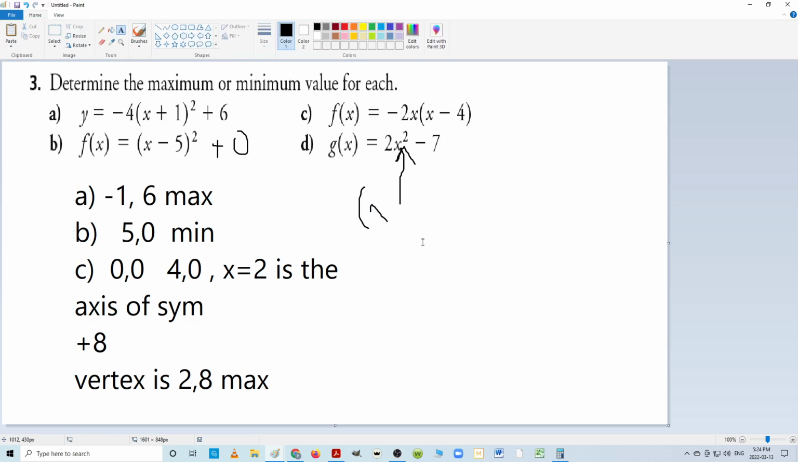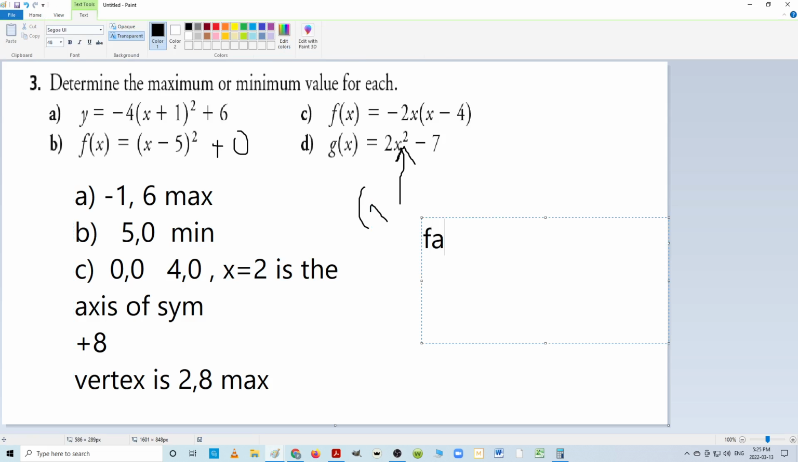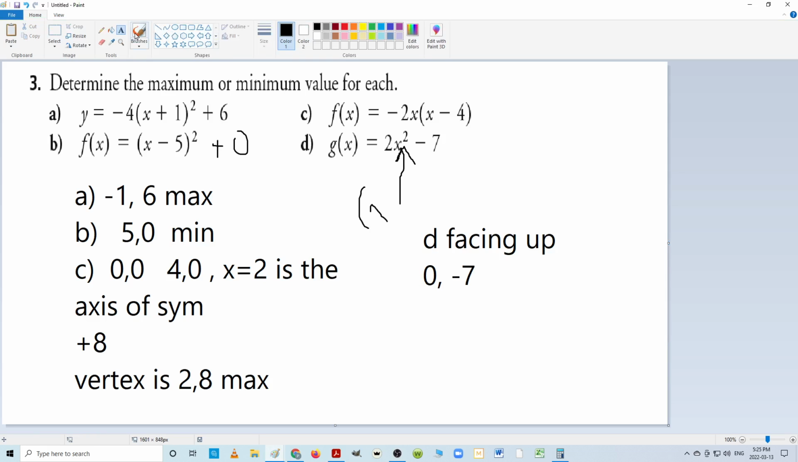And then finally the last one is facing up, and it is 0, comma minus 7, because there's no other x value in here, so this is technically a vertex format.